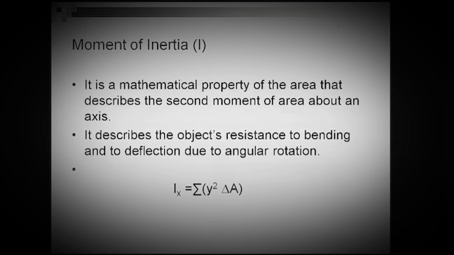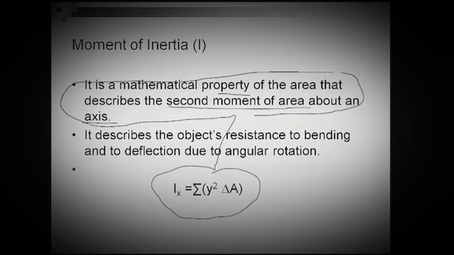There is a lot of terminology in this definition, but let's break it down. We said it's a mathematical property that describes the second moment of area about an axis. So what's the key here? The second moment of an area. To help you understand how this verbal definition translates into this equation properly, let me clear the board and do it one more time.